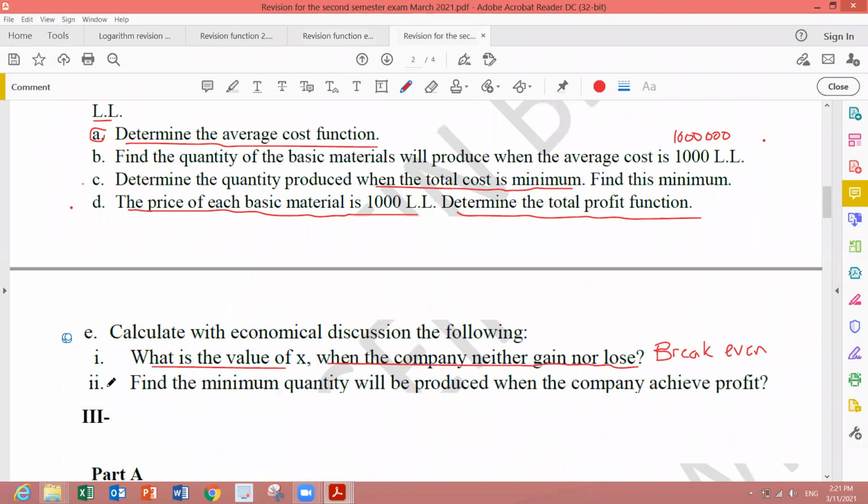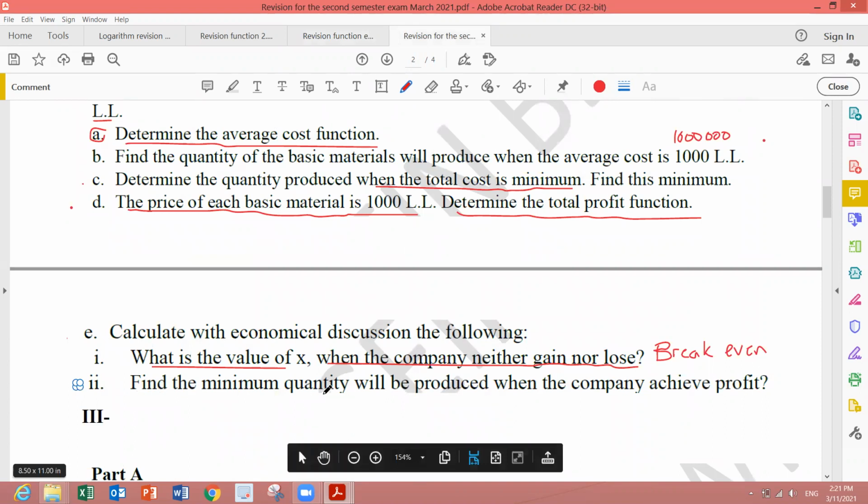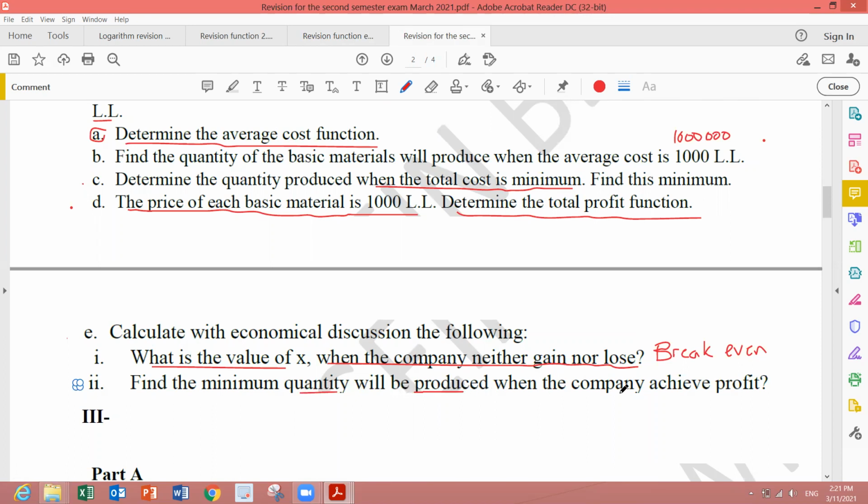Part 2. Find the minimum quantity that will be produced when the company achieves a profit. So we need Px greater than 0, which means x greater than 1.